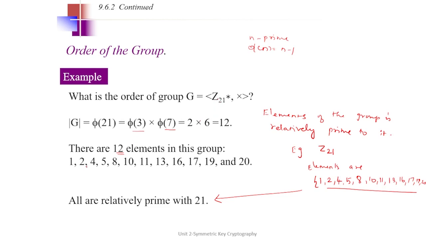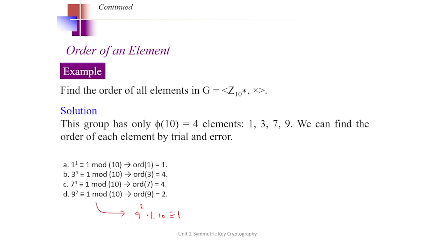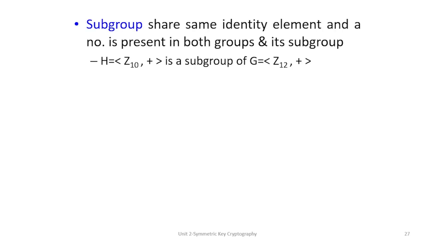So those 12 elements are written here. These numbers are always co-prime to 21. So all these 12 numbers are relatively prime to 21. In this way, we can find out the order of a group for a given notation. Like that, we can also identify the order of an element. Then the subgroup concept is discussed in the next class. Thank you.